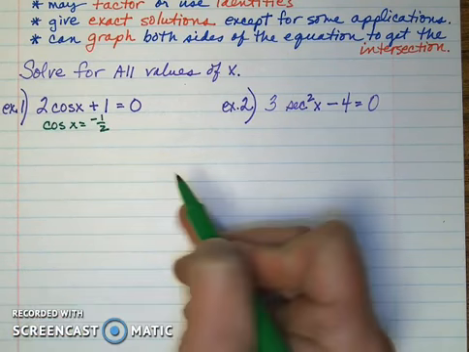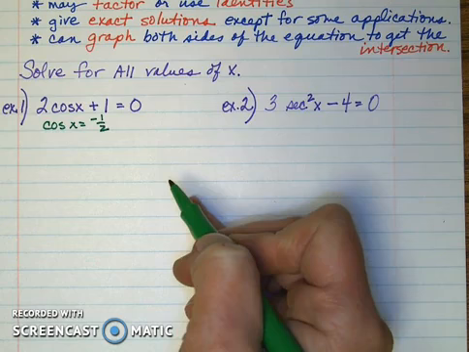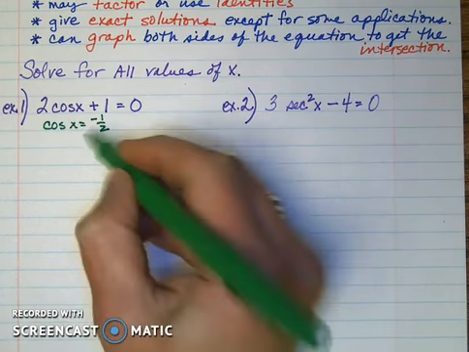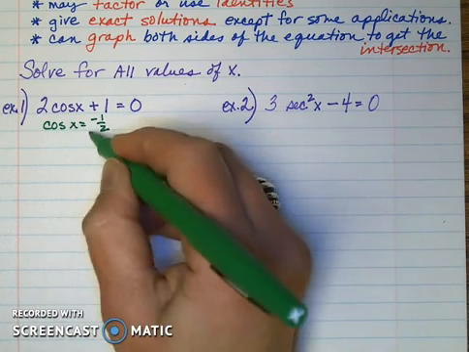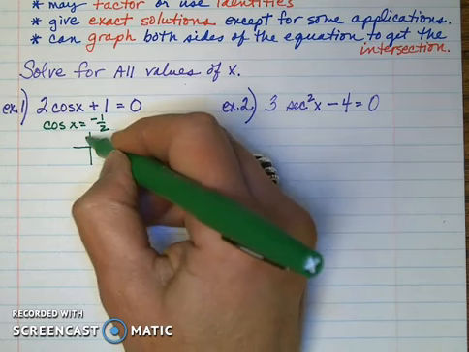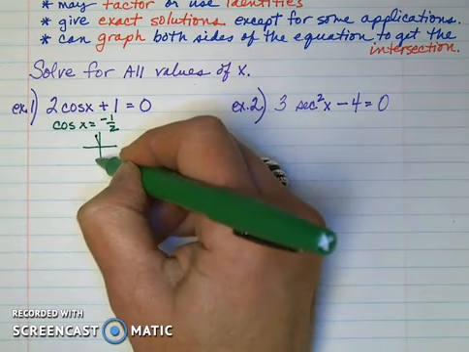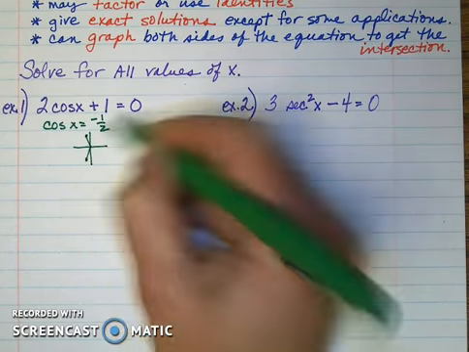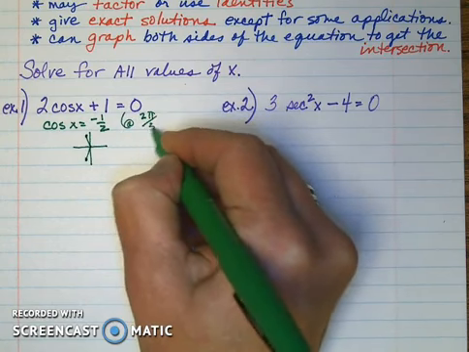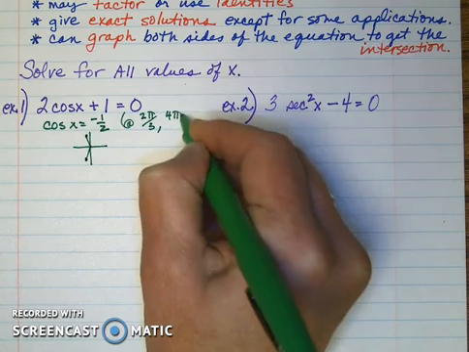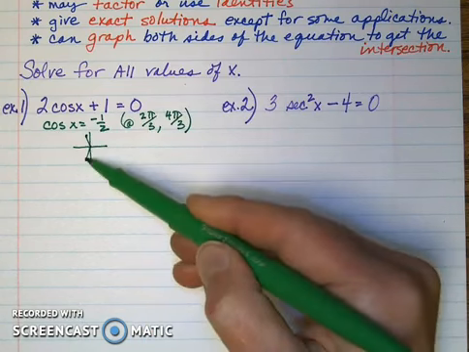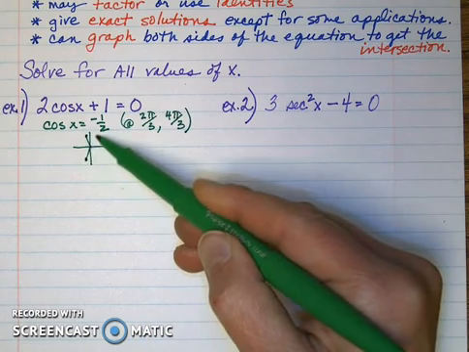Well, I want you to think about where that happens on the circle that we just talked about. If you think about where cosine is negative 1/2, that's up here and down here, right? So that's at 2 pi over 3 and 4 pi over 3. Now, if you notice, they are not right across the unit circle from each other.